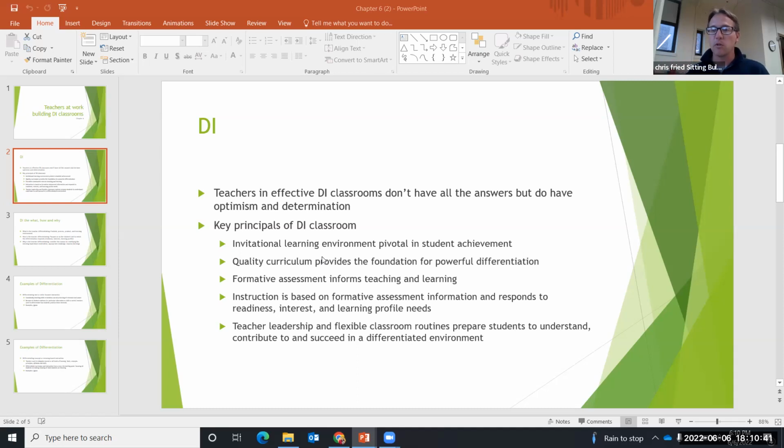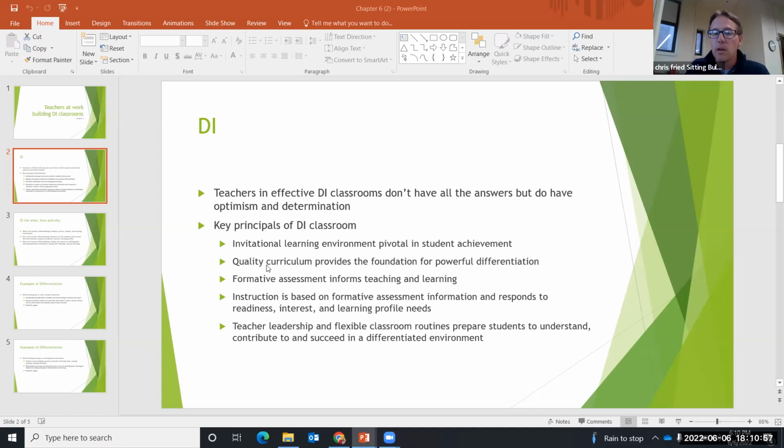To try something new, to try something different, to maybe possibly fail, right? So we want our classroom, the environment that we're working within, to be very inviting for those students or those people we work with.